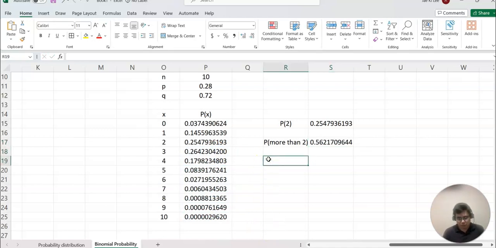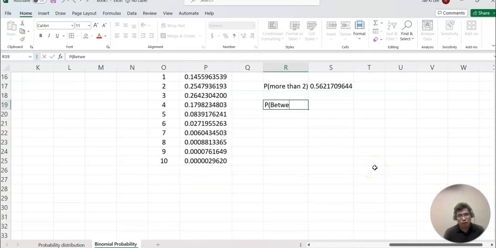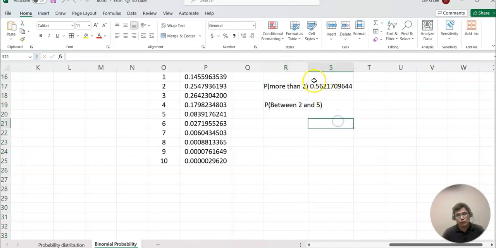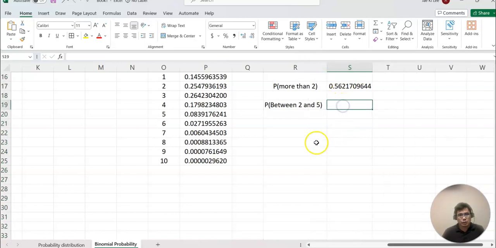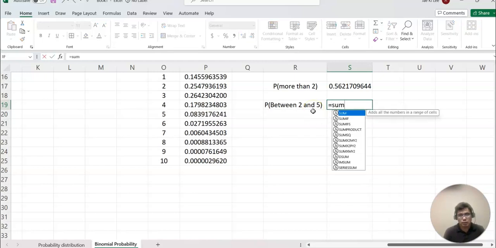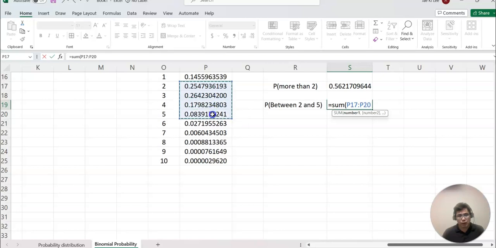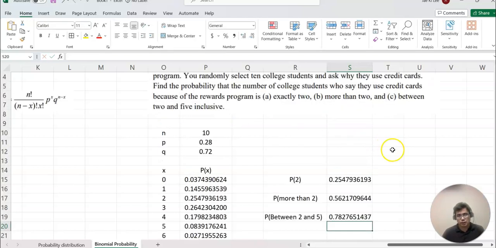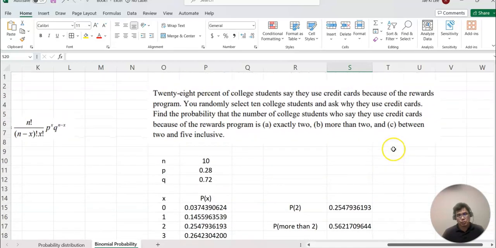And now C, the probability between 2 and 5. So basically 2 and 5, so you can take 2, 3, 4, and 5. So go to sum and then open the parentheses and 2, 3, 4, and 5. Okay, yeah, that's it. So that's the answer for this question basically.